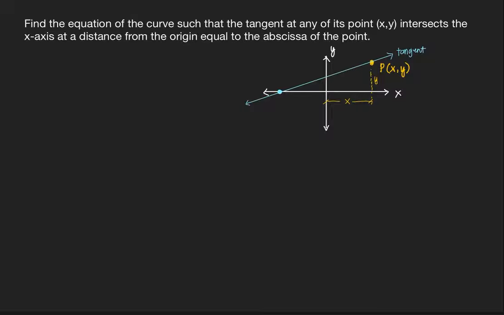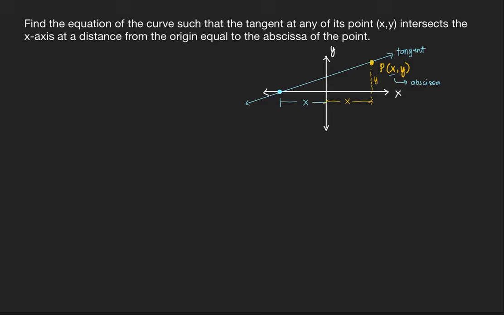And it says again that the tangent intersects the x-axis at a distance from the origin. So remember, this is our origin right here. Its distance from the origin is equal to the abscissa of the point. And what's the abscissa of the point? It's x. X is the abscissa. So this distance right here is also x. So this total distance right here is 2x. And this vertical distance right here is y, which already gives us the slope of the tangent line.